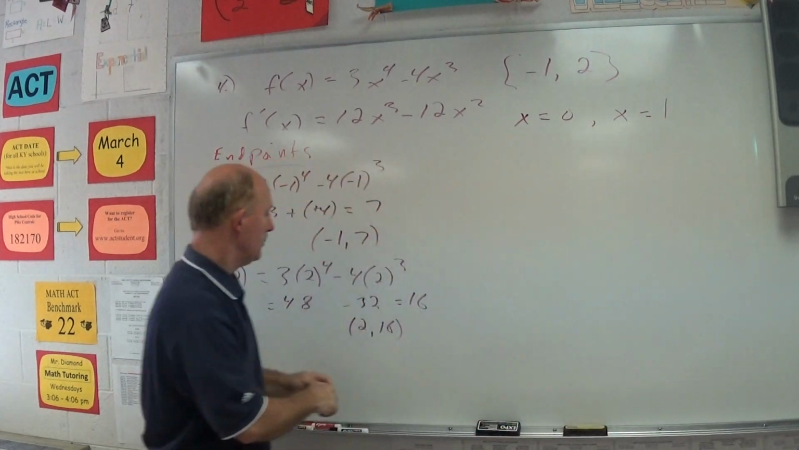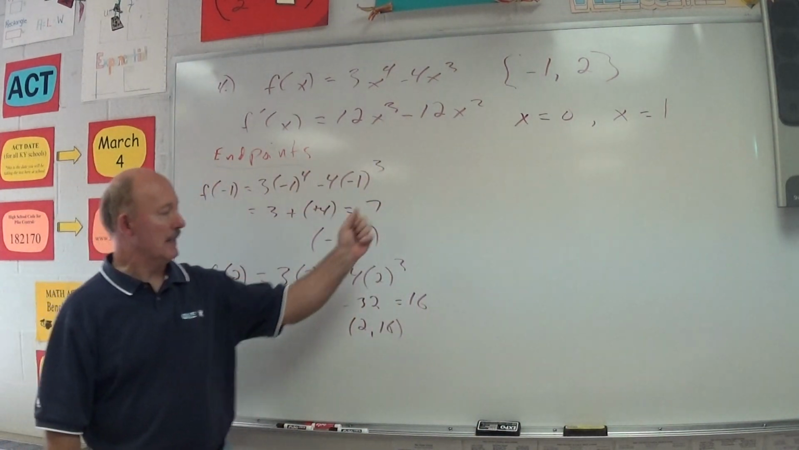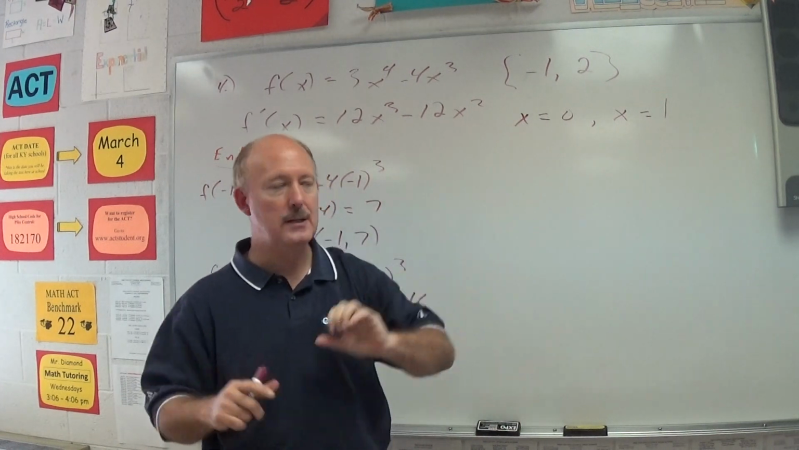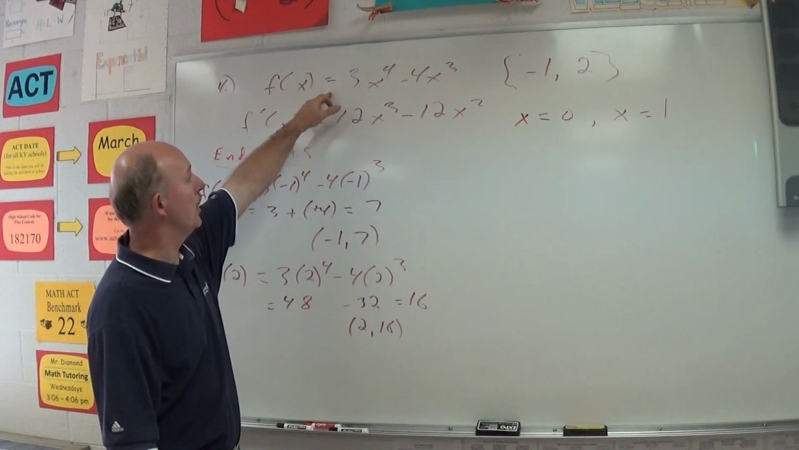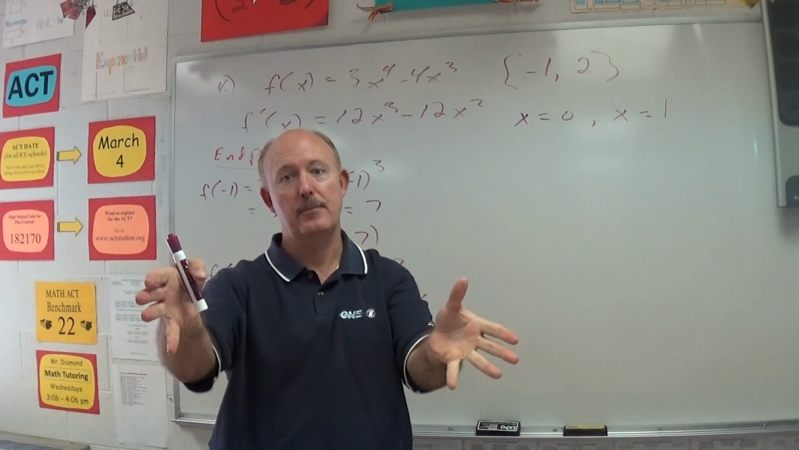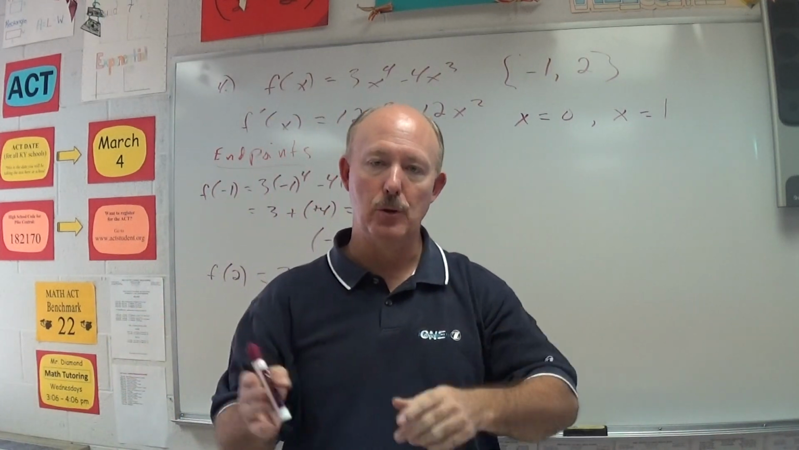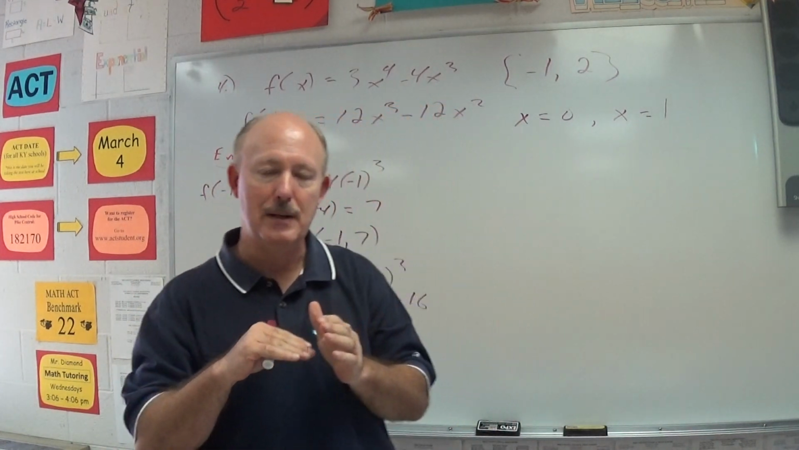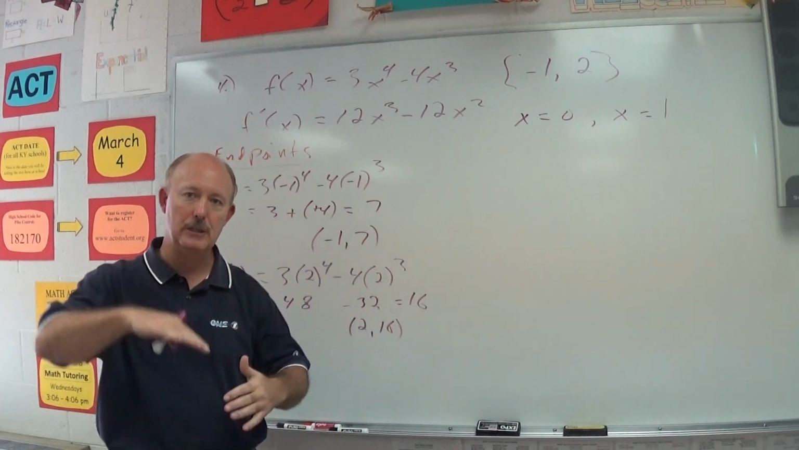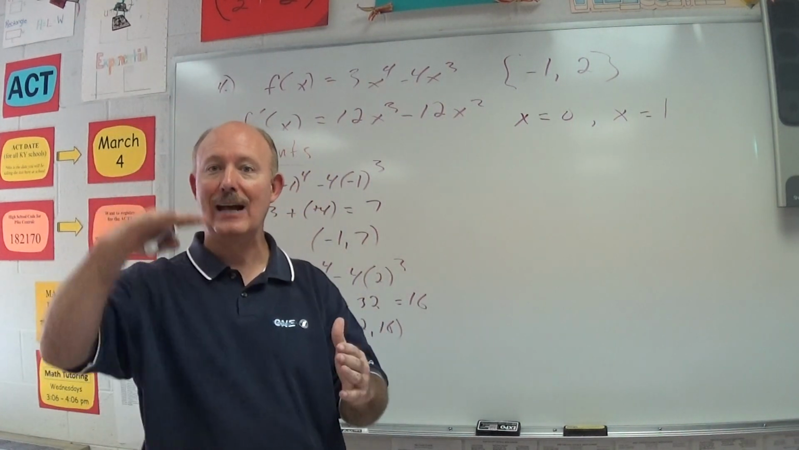All right, now, just like we did the endpoints over here, let's take the 0 and the 1, one at a time, and let's substitute each of those into the original function. Now be careful. We're not substituting into the derivative. You're going to put them back into the original function, because remember, we have to compare their y values to get the absolute maximum or minimum points.